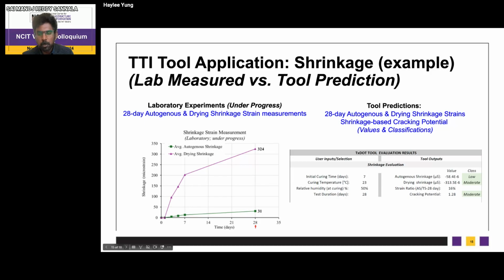On the right side, the tool predicted with the user inputs, like the basic properties of the material. Without evaluation of the test in the laboratory, the tool is going to predict microstrains in terms of shrinkage.